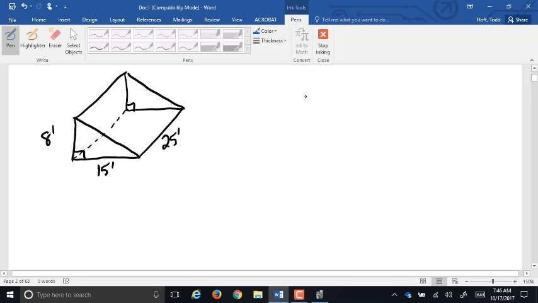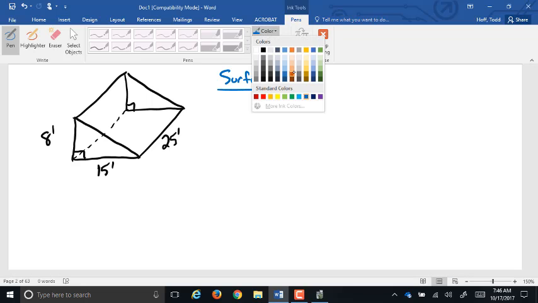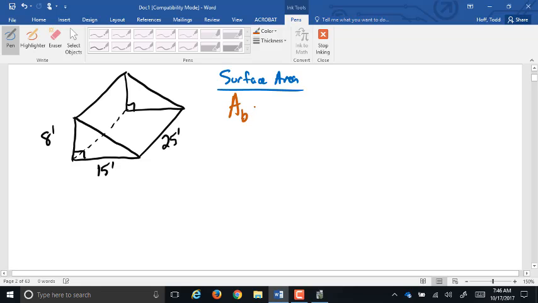So a shape like this, if I want to find the surface area, first thing I need to do is find the area of the base. We'll need the perimeter of the base too. You're right. So the area of the base here is going to be 8 feet by 15 feet divided by 2, which is 60 square feet. Are there one base or two bases? One here and one there. So there is 60 square feet again on the other end.